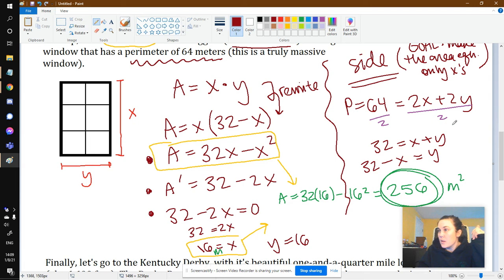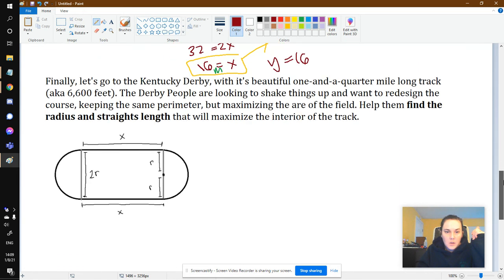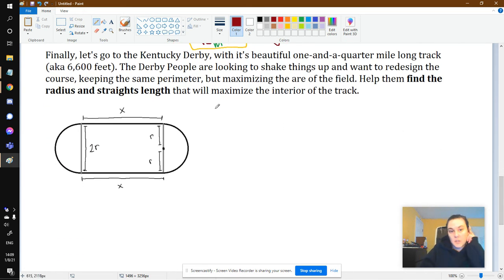Welcome back. Finally, let's go to the horse races. Let's go to the Kentucky Derby. The Kentucky Derby is a 1 1/4 mile race, which means it is 6,600 feet long that these horses have to run. And the Derby people are looking to shake things up. They want to redesign the course.